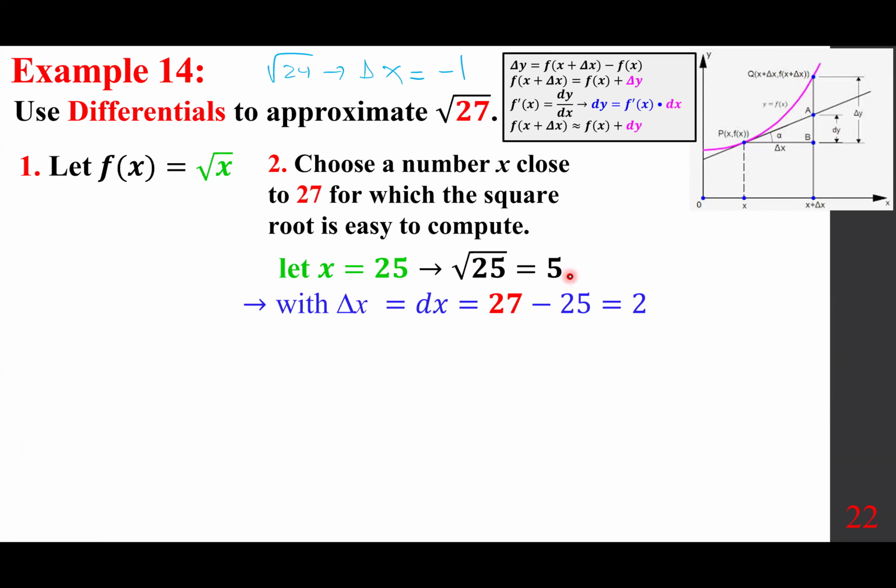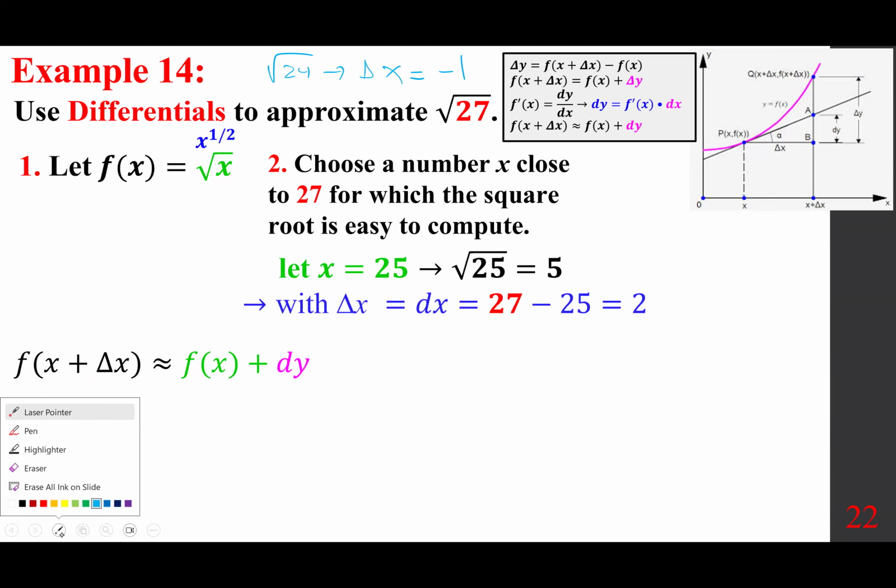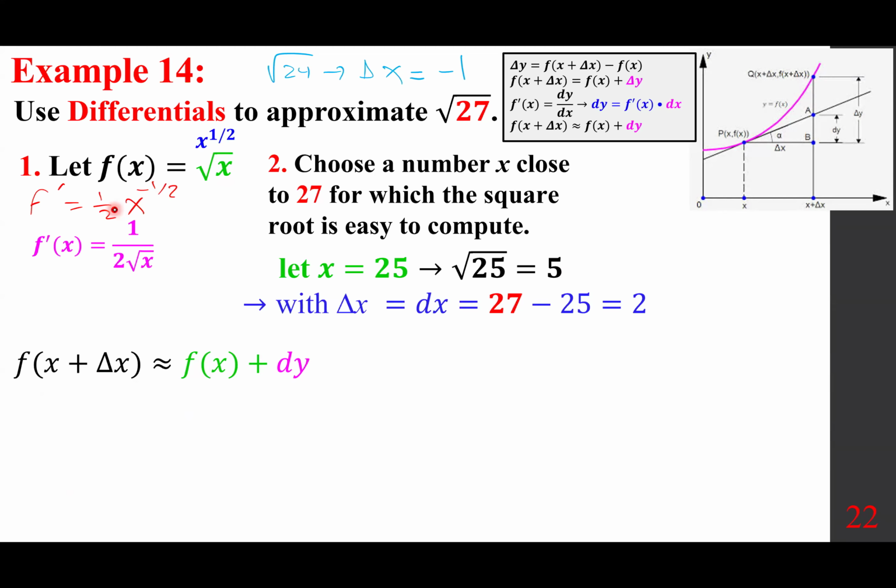That's the idea. So having said that, we want f of x plus delta x, which is f of x, and we have it, plus dy, we don't have it, which means we are going to differentiate this. To do so, we're going to write it as x to the power of 1/2. So f prime becomes 1/2 x to the power of 1/2 minus 1, which is -1/2. As you know, this goes down and becomes positive 1/2 square root. So f prime is 1/2 square root of x. So what is dy? The same thing, times dx.